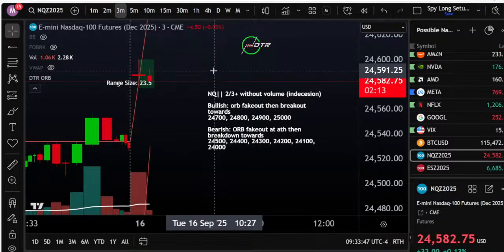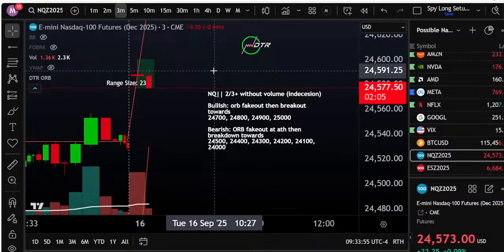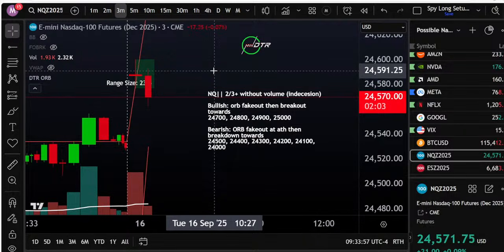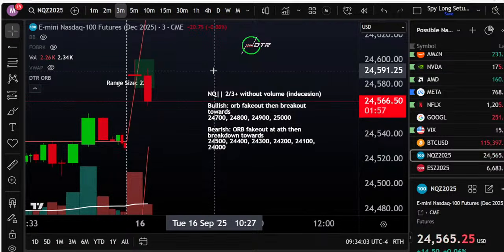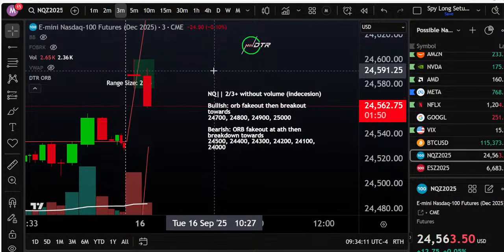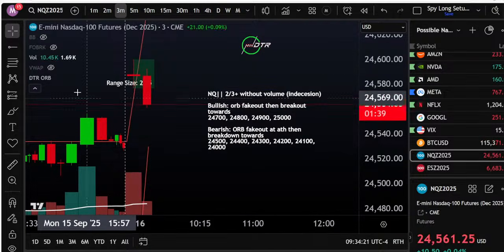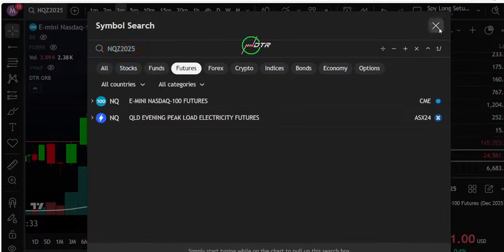So all you got to do, John, is type in NQZ, or ESZ. That clear? How would you search up any ticker at any time? You just go left-hand corner, type it in, right?